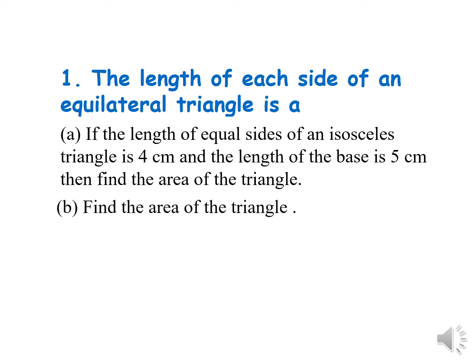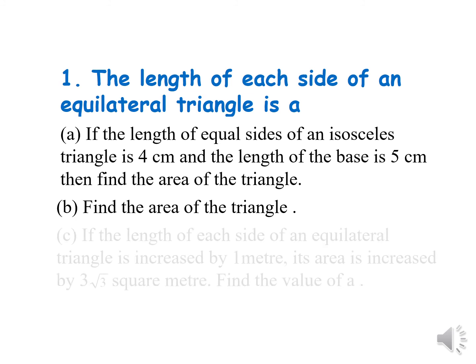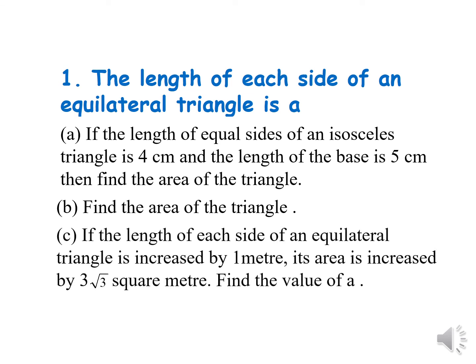Then question number B, find the area of the triangle. That is, this triangle is the triangle of the stem. That is, you will find out the area of the equilateral triangle. Then question number C, if the length of each side of an equilateral triangle is increased by 1 meter, its area is increased by 3 root 3 square meter, then find the value of A. So this is your homework.